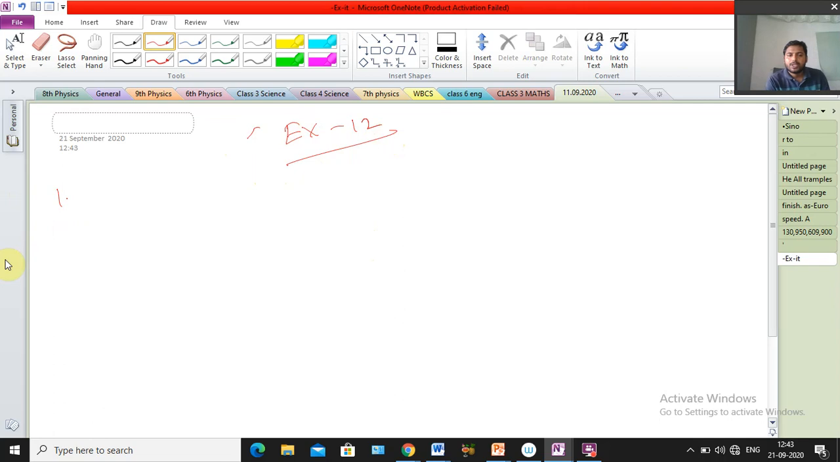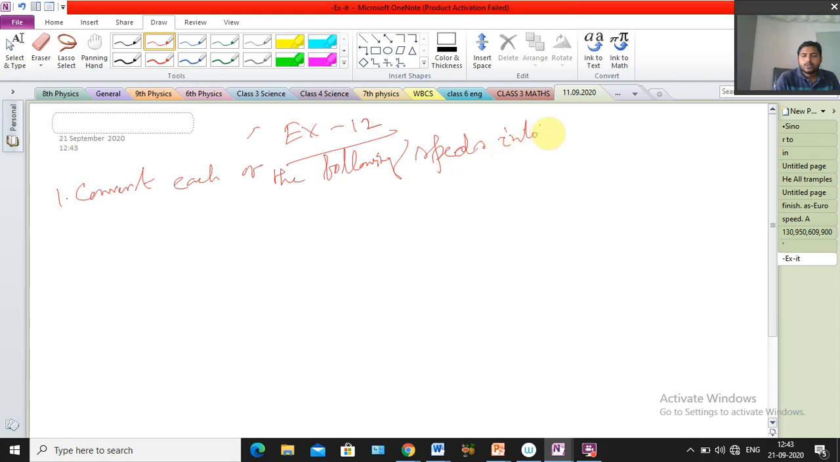Now we'll discuss the exercise part. The first question says: convert each of the following speeds into meter per second.